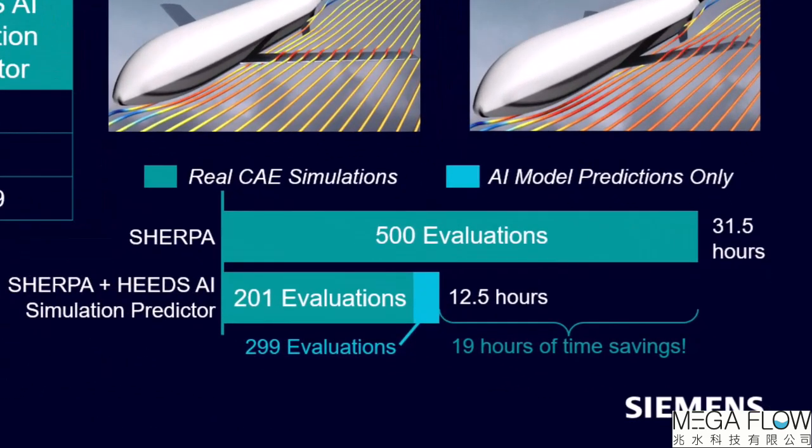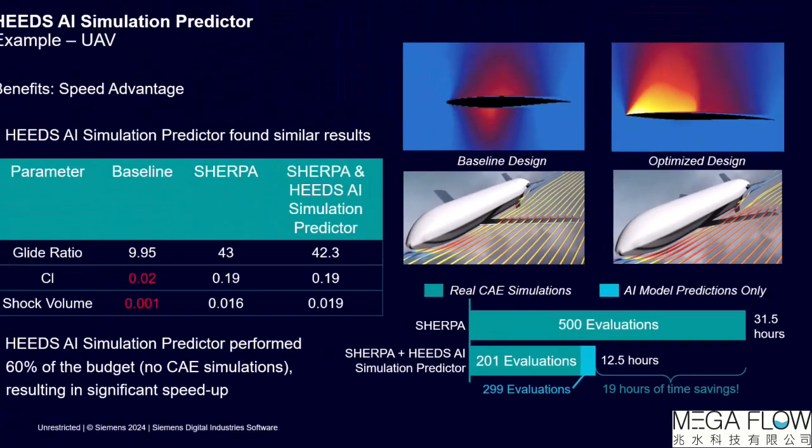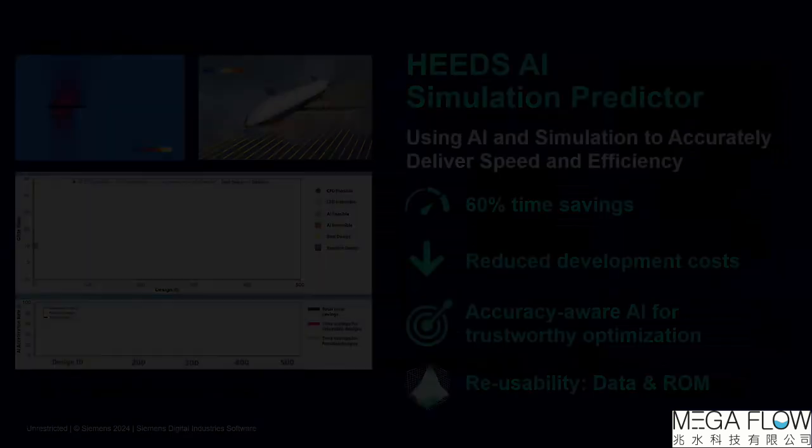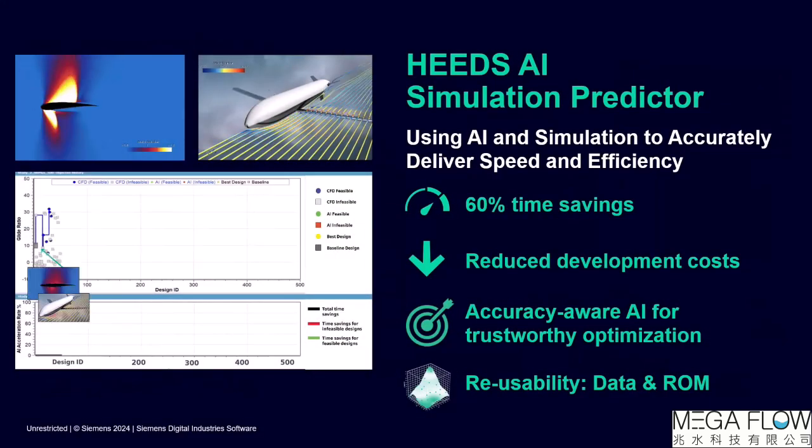Since only 201 designs out of the 500 total designs were performed with the real CAE simulations, and the other 299 designs coming solely from AI predictions, drastic overall time savings were obtained. The benefits of HEEDS AI Simulation Predictor come into focus when considering the time savings, reduction in compute hardware, and development costs associated with this problem. In watching the animation on this slide, we can begin to appreciate how this is possible.